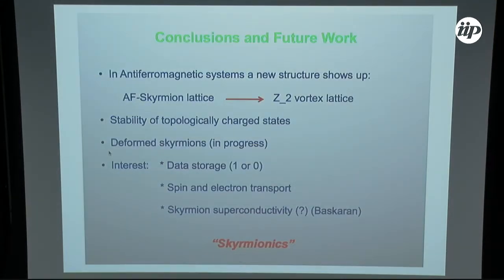Let me conclude. What I have shown you is that in these antiferromagnetic systems, there is this structure of three interpenetrated skyrmion lattices that produce this Z2 vortex lattice. This raises the question of whether one could relate the two quantized topological objects. It's a kind of combination, or a bound state of skyrmions, that leads to a Z2 vortex.